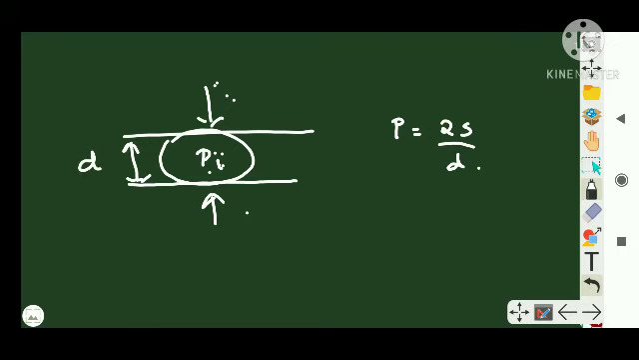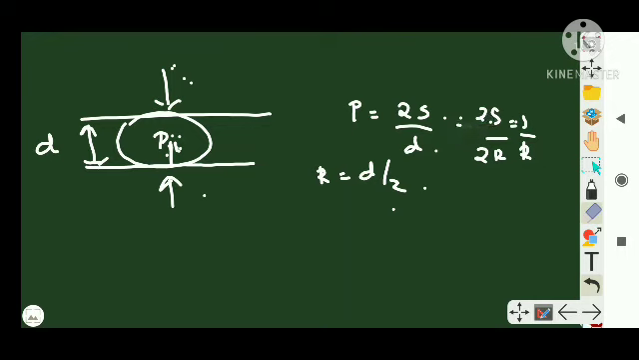As you can see, this D is actually twice the radius, so the radius is D by 2. Even if you want, you can write this equation in terms of radius also, but it is better to learn in terms of the separation between the plates. So if there is a liquid drop in between two parallel plates, the difference in pressure between the inside pressure and the atmospheric pressure is 2S by D.